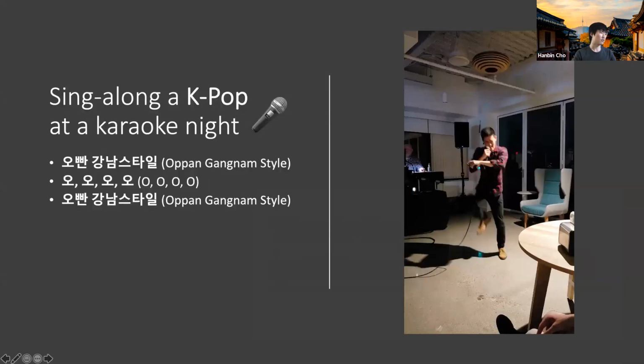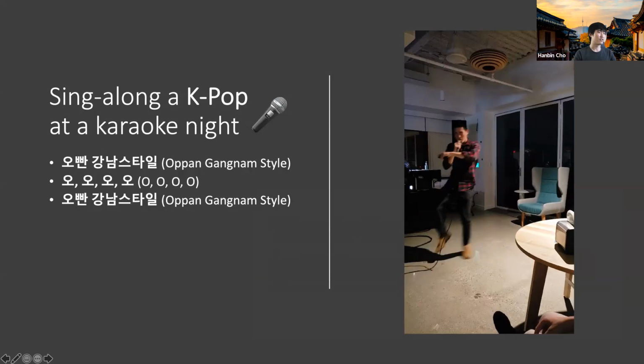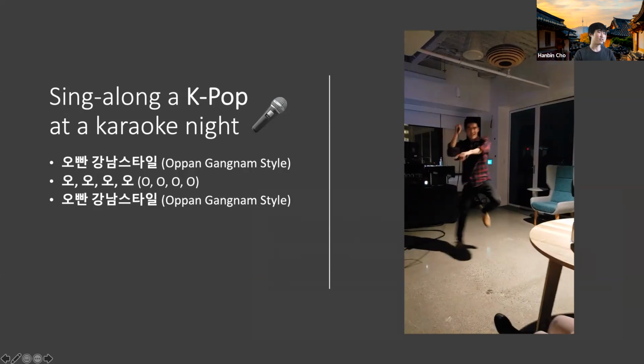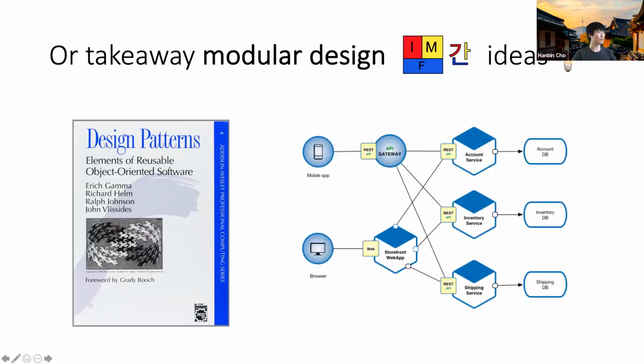Or you could sing along to K-pop at a karaoke night with the lyrics pulled up on your phone. So that was the 2018 CloudHealth Christmas party. I really peaked then. And then, or you can take away modular design ideas based on how Korean's writing system is structured.